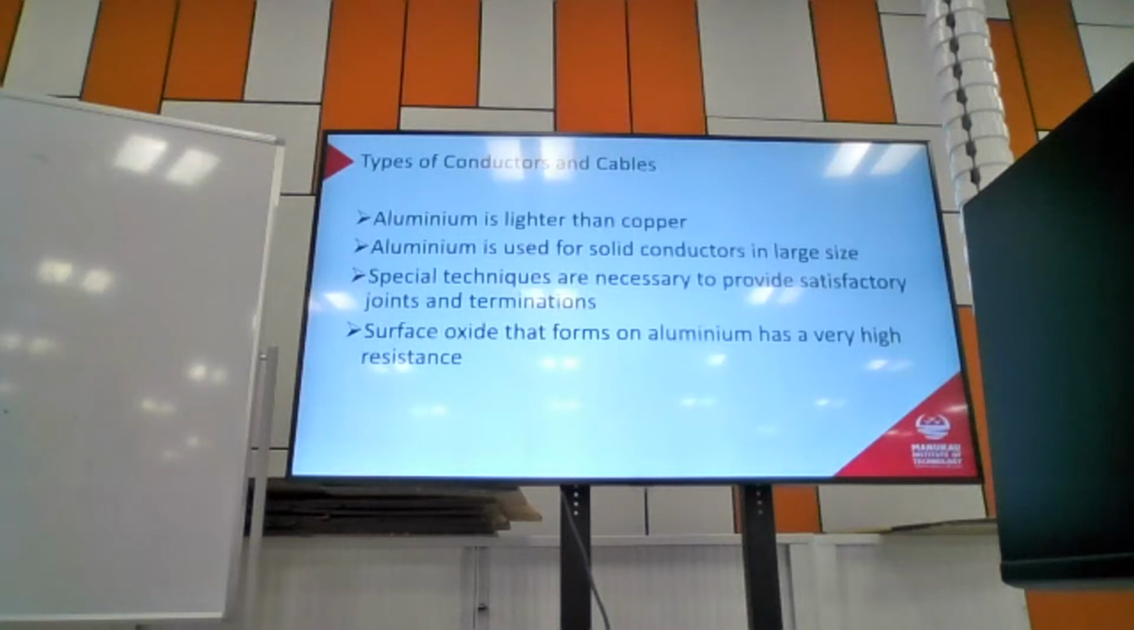It's used for solid conductors in large size. It's not often used for small or stranded flexible cables because it's not as flexible as copper. Special techniques are necessary to provide satisfactory joints and terminations.